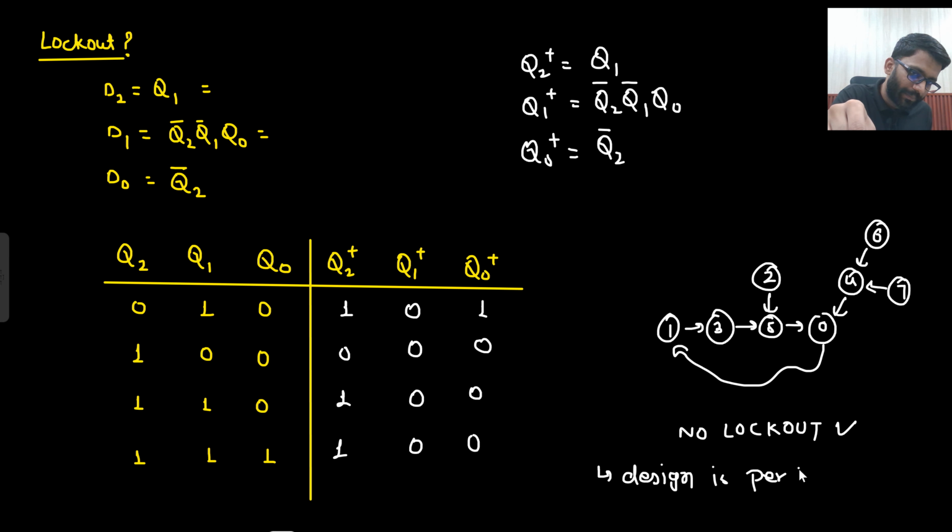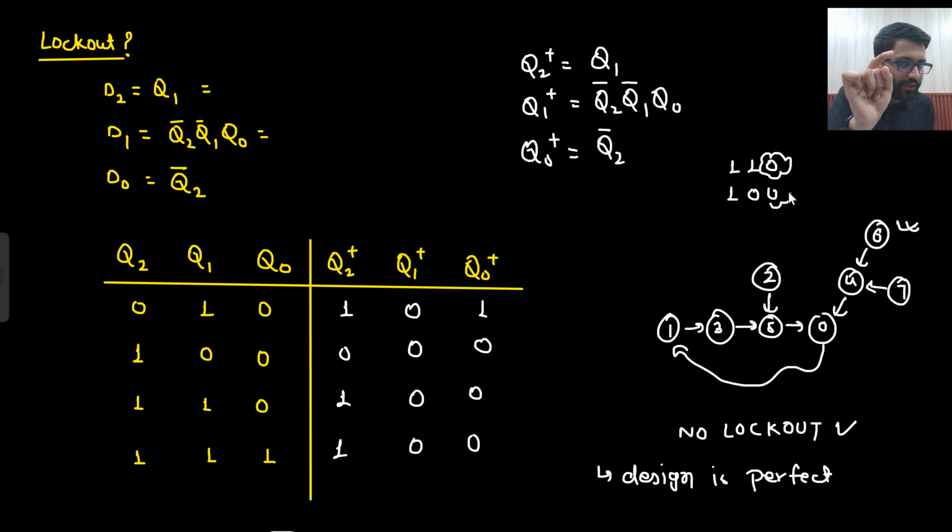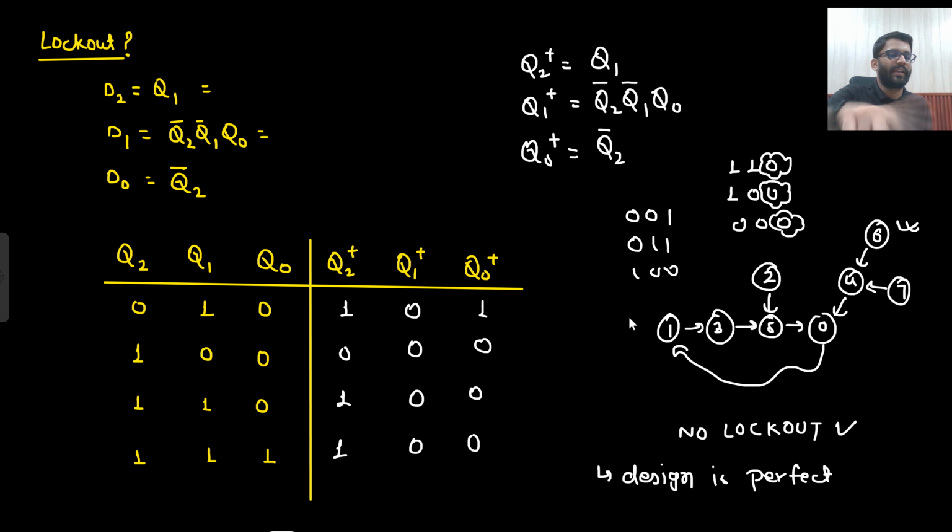So the design is perfect. Even in the worst case, if it starts from 6, then after one clock cycle it will go to 4. Basically, if it starts from 1 1 0, first you will receive 0 output, then again 0 output, after that again 0 output, and after that you will have the corrected output. That means 0 0 1, 0 1 1, and 1 0 0. This is what you are expecting. Then again 0 0 0, then 0 1 1.